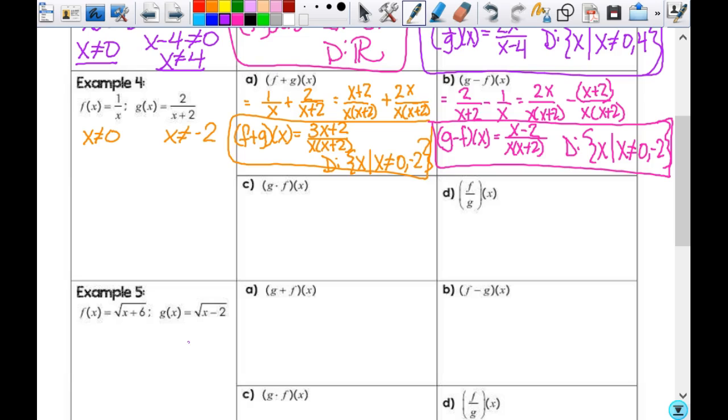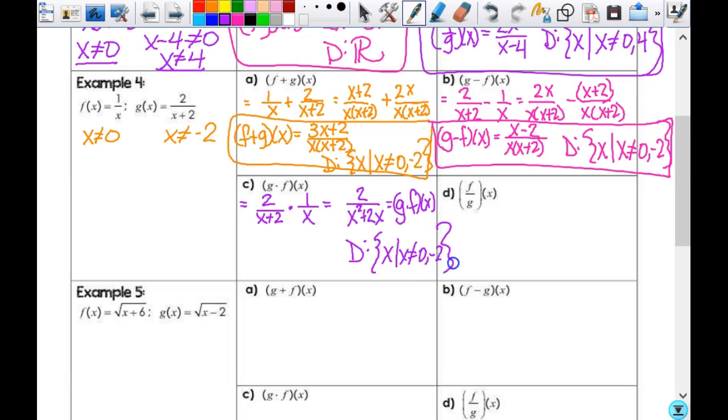All right, so then I got to multiply them. G is 2 over x plus 2 times 1 over x. So do I need to get a common denominator? No, you only do that for addition and subtraction. I mean, you can get one here and then they cancel out, but I don't know why you'd want to go through all that. Multiplying fractions is easy. You just multiply straight across, so I get 2 over x squared plus 2x, and that is g times f of x. Okay. Your domain is still the set of all x's such that x cannot equal 0 or negative 2.